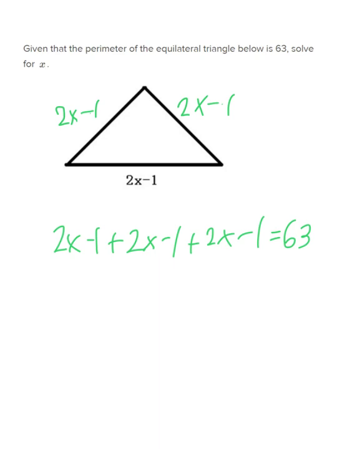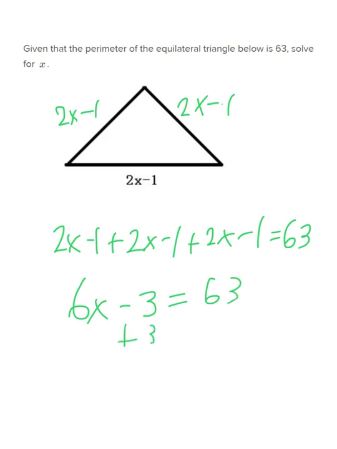All right, I get to combine like terms. Here's a 2x, here's a 2x, here's a 2x. That much is equal to 6x. Here I have a minus 1, a minus 1, and a minus 1. That much is equal to minus 3 equals 63.